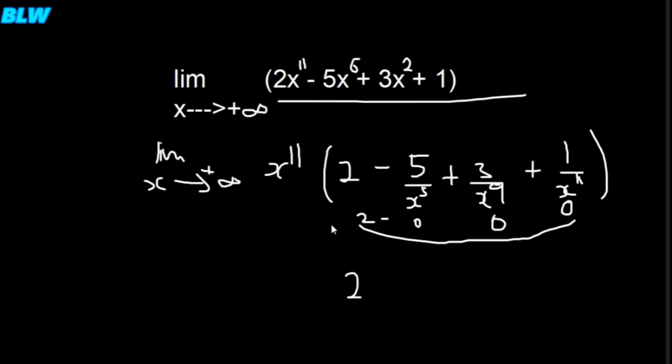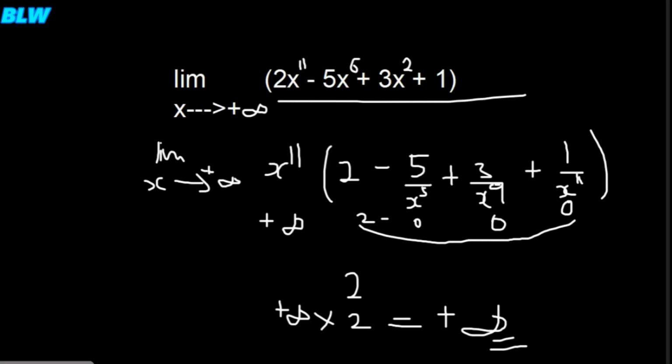And then when I find the limit of x to the power 11 as x approaches infinity, this also gives me positive infinity. So at the end, I have positive infinity times 2, which is also infinity. So therefore, our answer will be positive infinity. So that's all for this video. Thank you for watching.